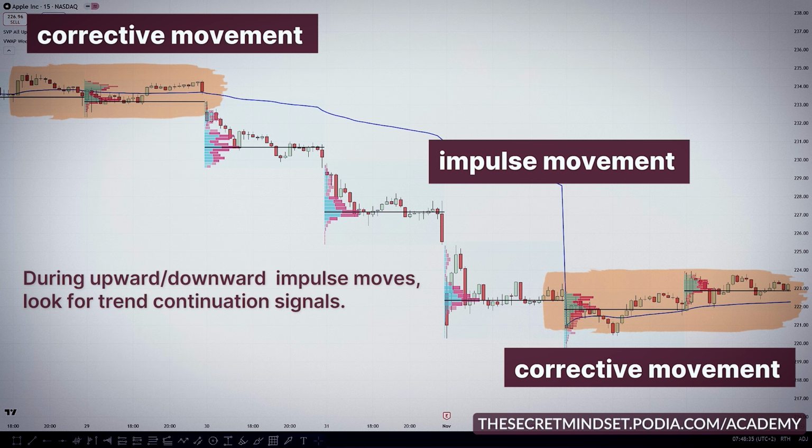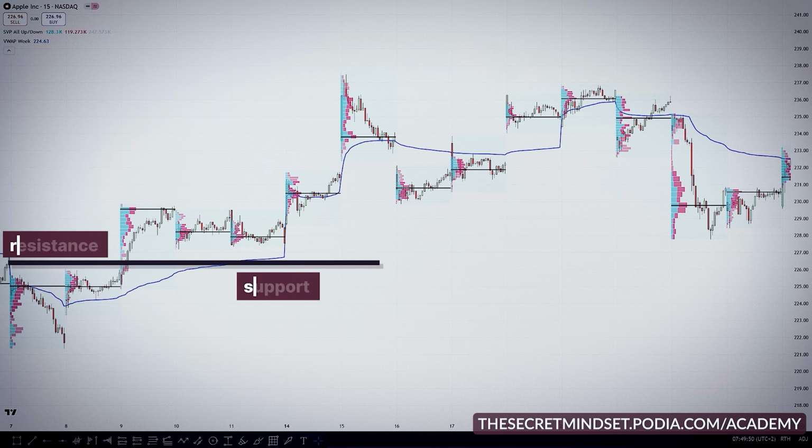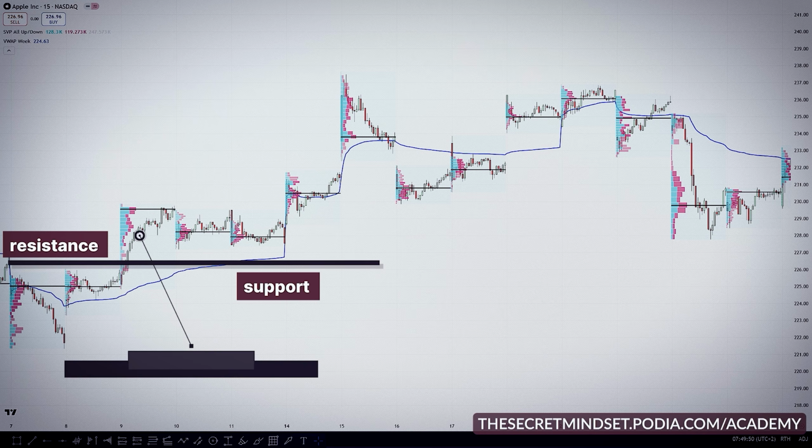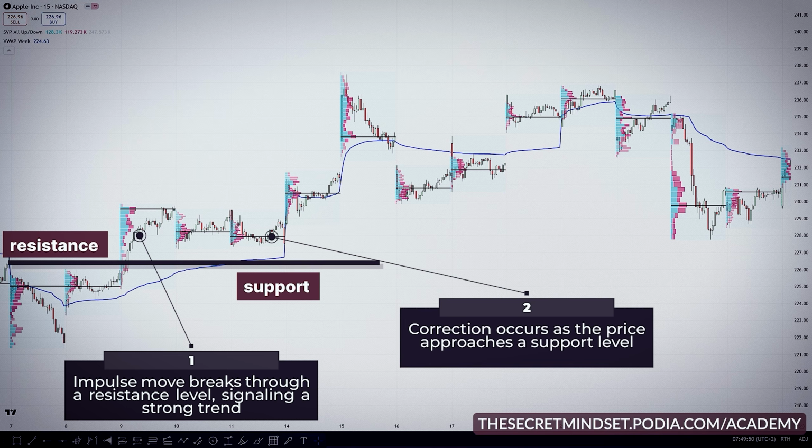Let's say you're observing an upward impulse move. This might be a signal to enter long positions, aiming to profit from the strong upward trend. In contrast, during a corrective phase, you might employ different tactics. You can also use support and resistance levels to determine where these phases might begin or end. An impulse move may break through a resistance level, signaling a strong trend. A correction might occur as the price approaches a support level, potentially reversing or pausing the trend.